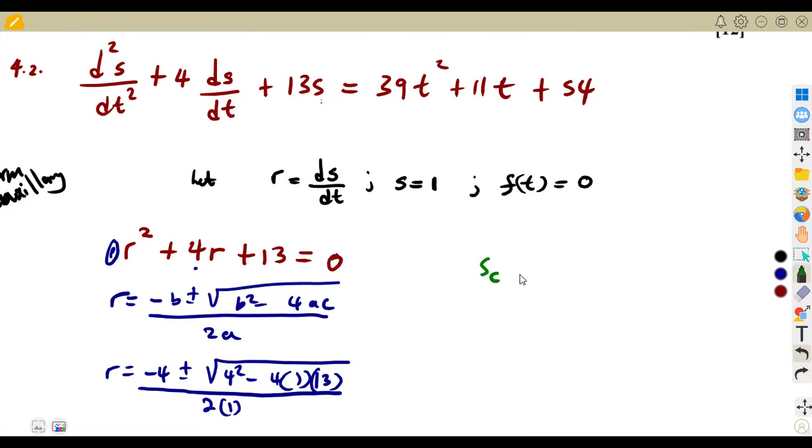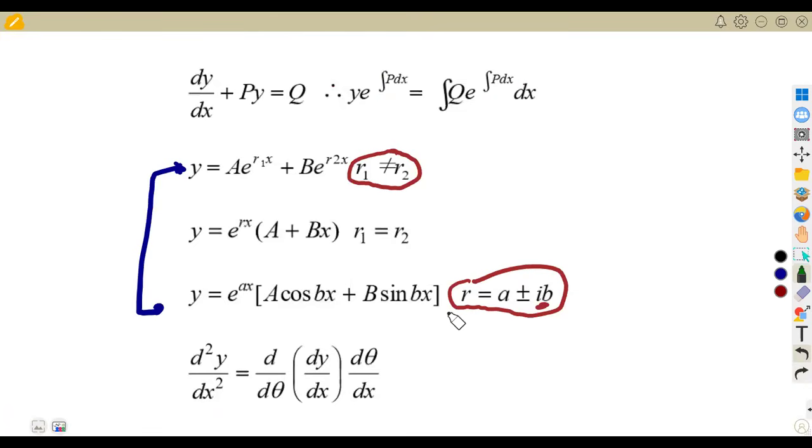So SC, the complementary function, you take it from these solutions that I was showing you here, from the solutions that you obtained. These are the complementary solutions that you can have. It depends on how the solutions are. If they are equal, you write it this way. If they are not equal, you write it this way. If they are complex, like what we have here, we are going to have our solution like this. So this is the format that we are supposed to have, so I'm going to write this format.